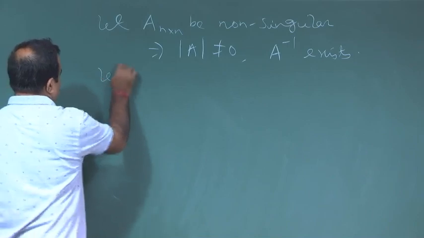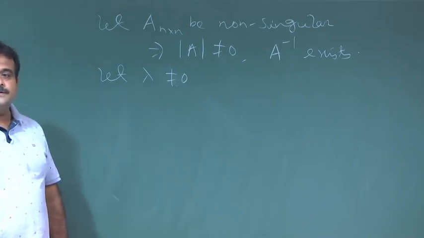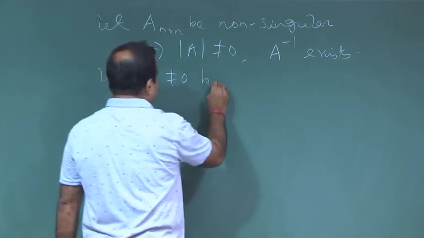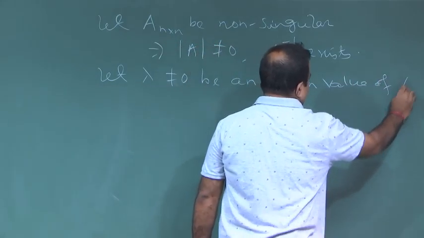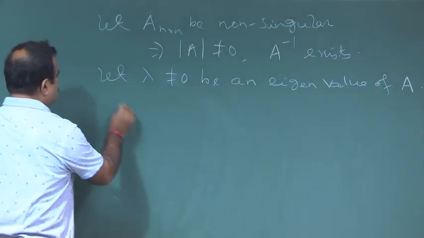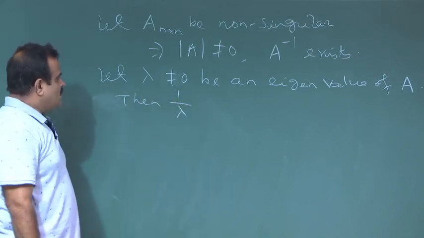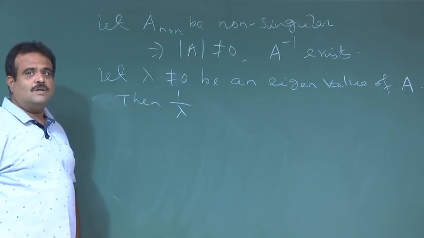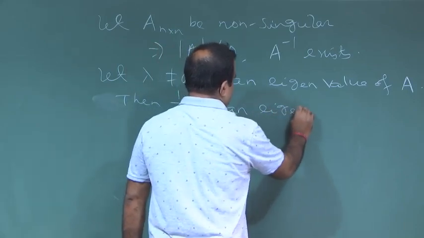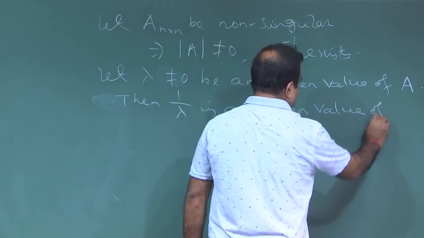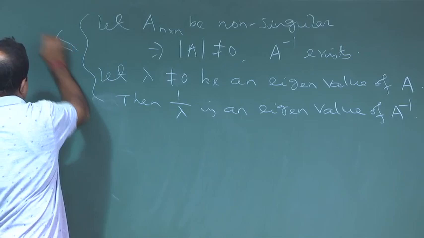So let lambda, which is not 0, because 0 cannot be an eigenvalue of this, be an eigenvalue of A. Then this theorem is telling us we have to show that 1 by lambda, which exists because lambda is not 0, is an eigenvalue of A inverse. Okay, this is a theorem, you can say.